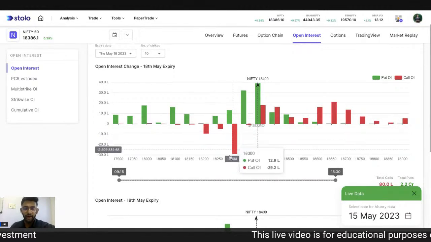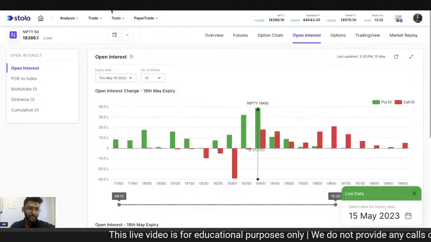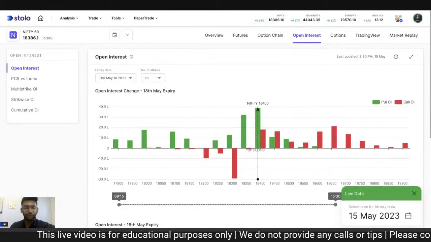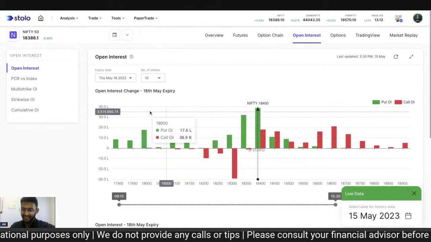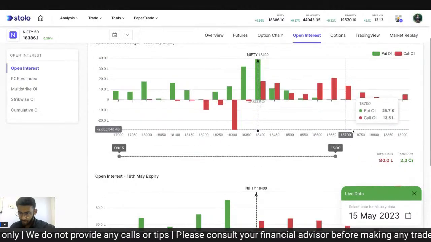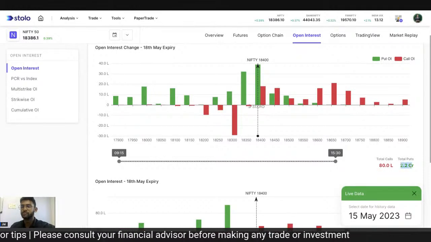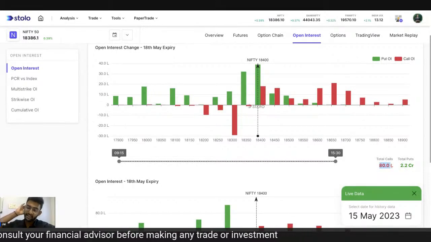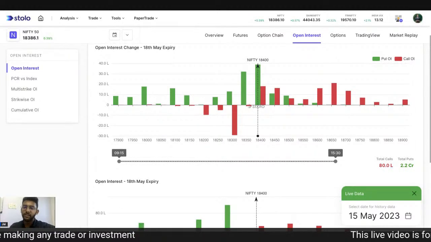In terms of losses, I'm not sure, but if you were at one of the 18,300 levels, you can for sure let me know in the comments. The number of puts added today is around 2.2 crores, whereas calls is 80 lakhs, right? So again it shows a bullish sentiment.